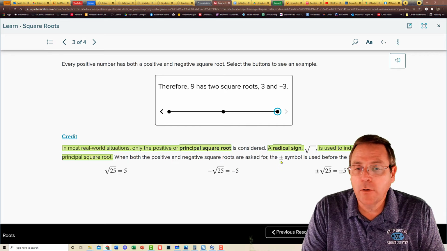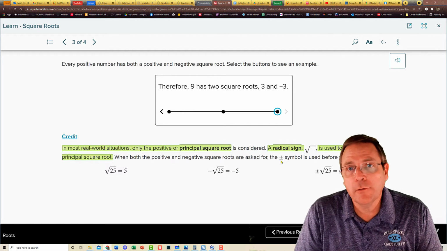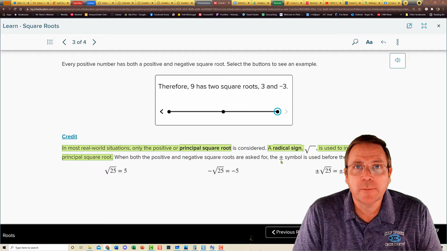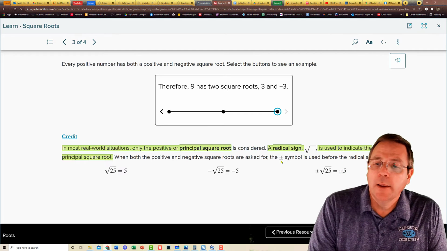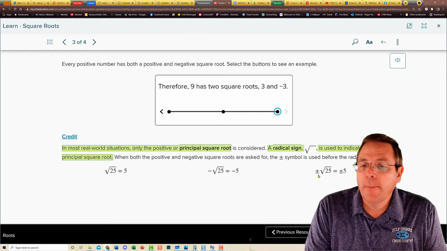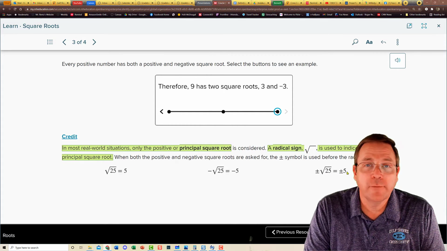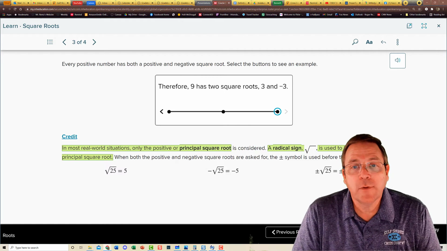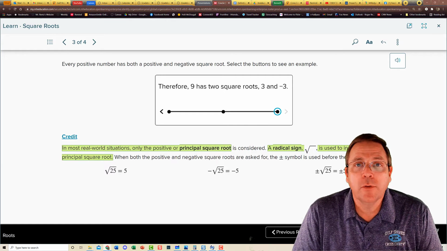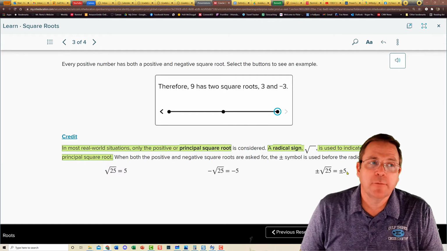And then you have this other cool little thing, which you've probably never seen before. That's a plus minus, or a positive negative. So right here we're going to say the positive and negative square root of 25 is going to be plus and minus 5. So that's a way of indicating that we don't know if they want the principal square root or the other one, so we're going to go ahead and list them both, the positive 5 and the negative 5, for an answer.